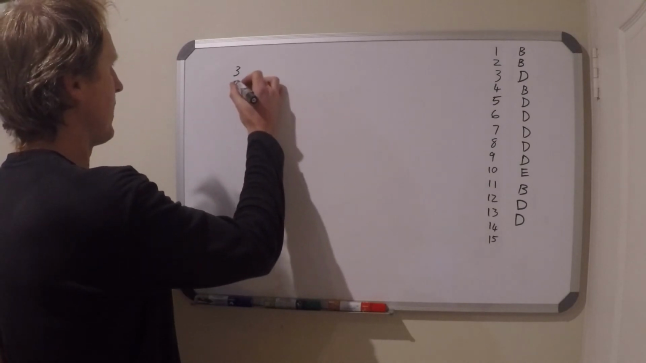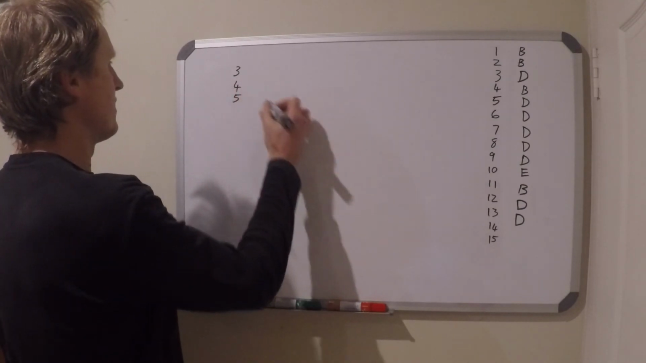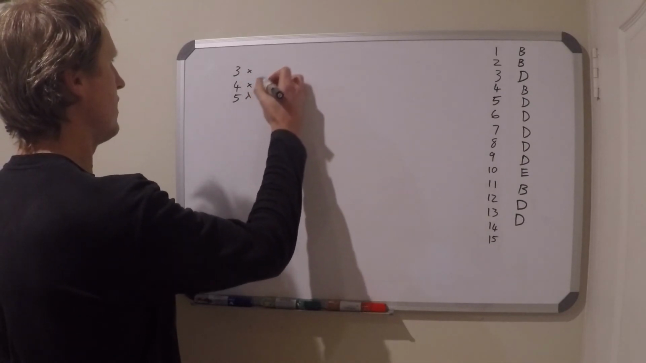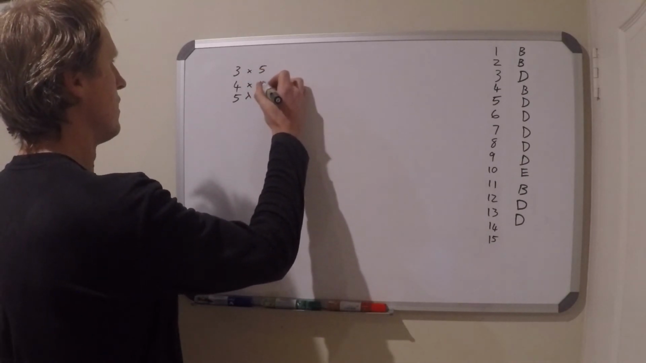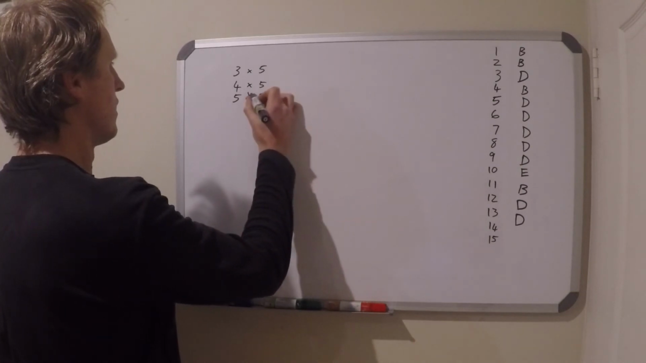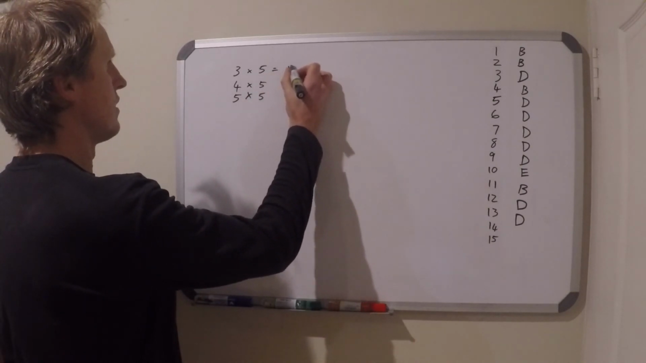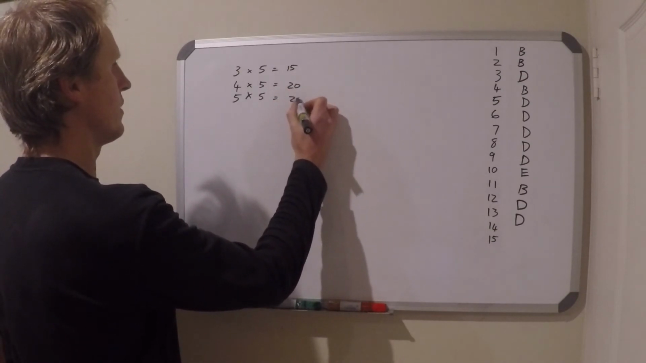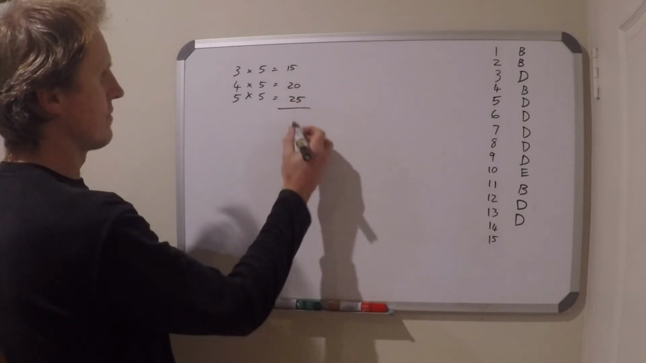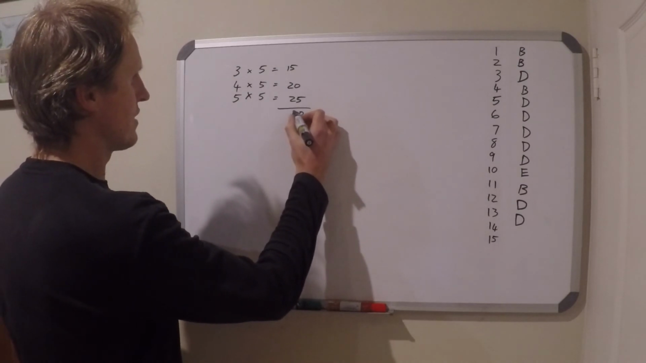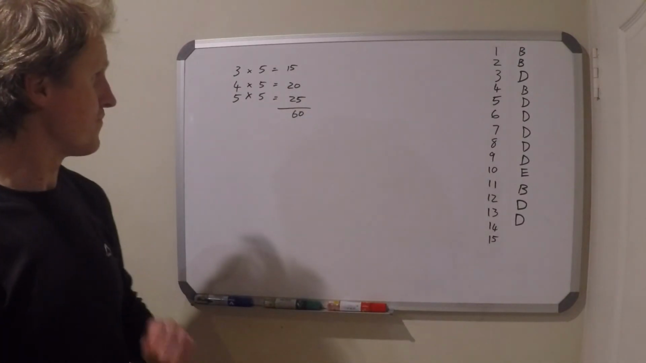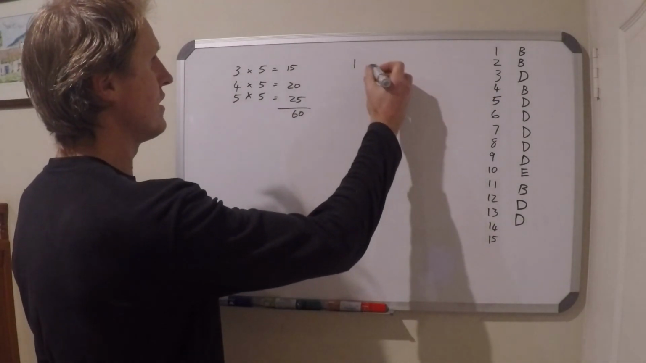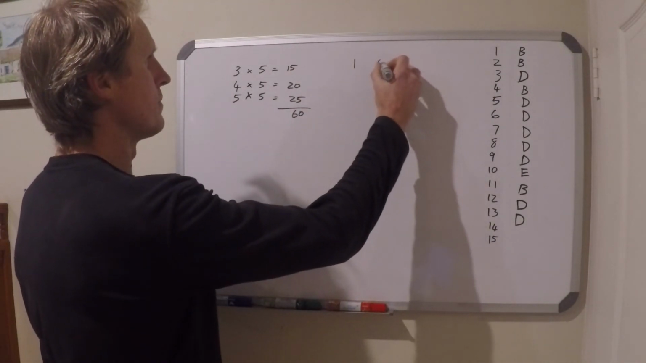Section A is worth 3 points, section B is worth 4 points, section C is worth 5 points, and there's 5 questions in each. So that's 15, 20, and 25, and this gives us a total of 60 points as full marks. Obviously the highest score possible is going to be full marks.